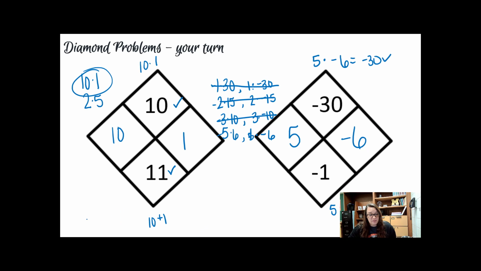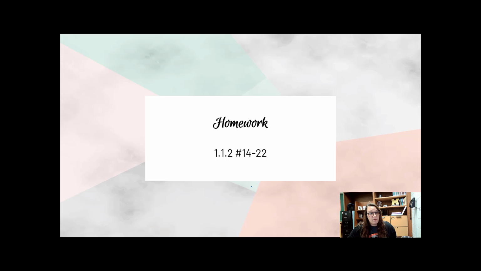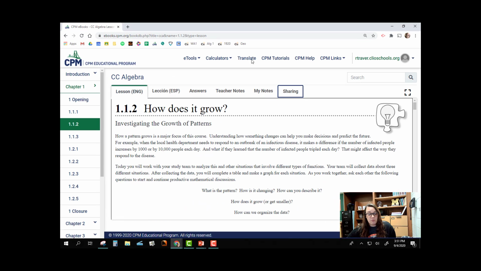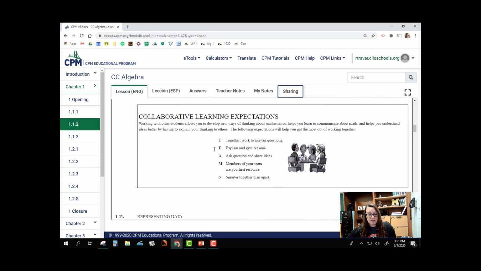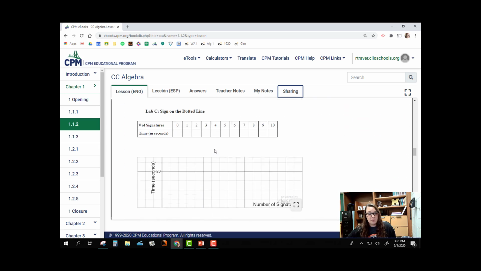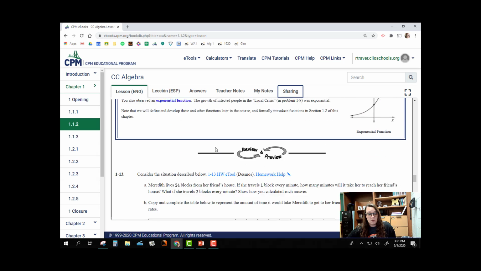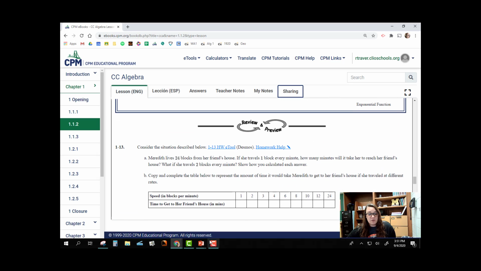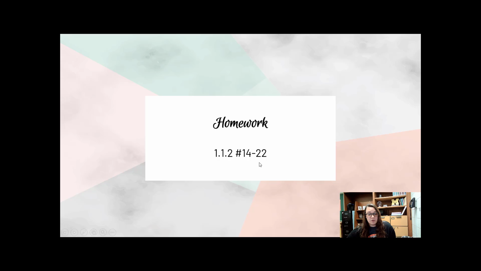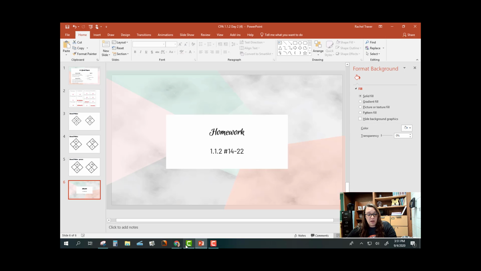All right, we're going to see more diamond problems as we go through this course, so this isn't the end of it, but you are ready at this point for your homework. Let's check out what that looks like on our CPM textbook. It's section 1.1.2, numbers 14 through 22. So here's 1.1.2, and we'll scroll down to the review preview part. Quite a bit down there it is. We're going to be doing numbers 14 through 22. So let's take a look at those.